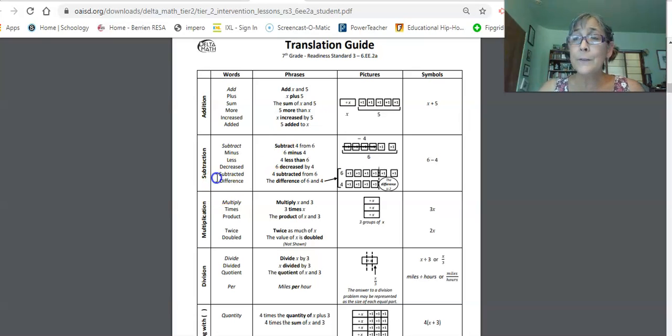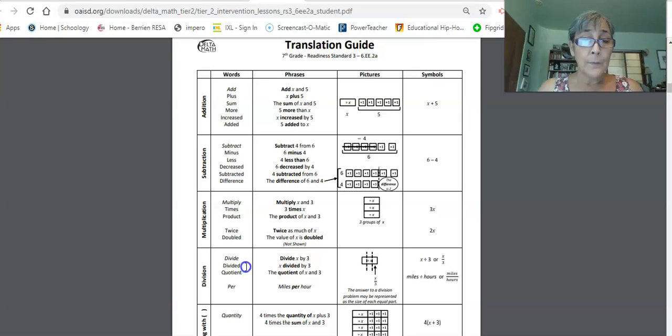Same things with subtraction. You've got subtract, minus, less, decreased, subtracted, difference. And you're going to see them this way. I won't read them all, but 6 decreased by 4. That means you're subtracting. 4 subtracted from 6. The difference of 6 and 4 means you're subtracting. Multiplication has these words: multiply, times, product, that's an important one, twice, and doubled. You might see multiply x and 3. It means the same thing as 3 times x, or the product of x and 3. They all mean multiply.